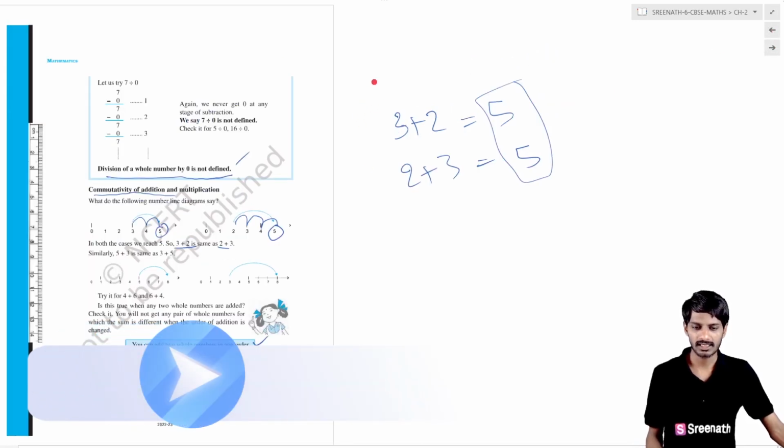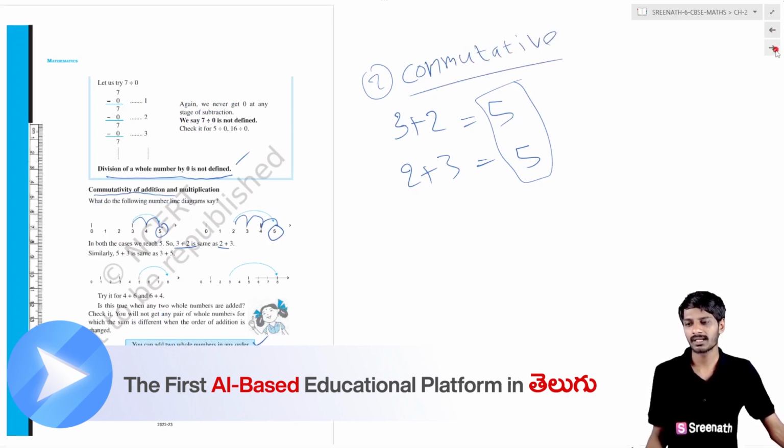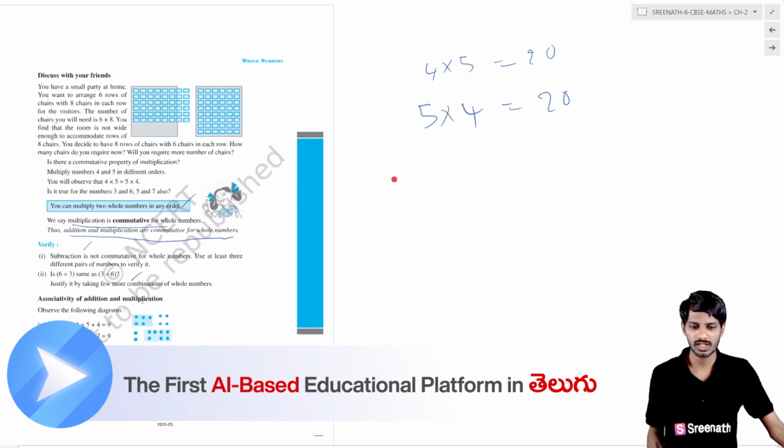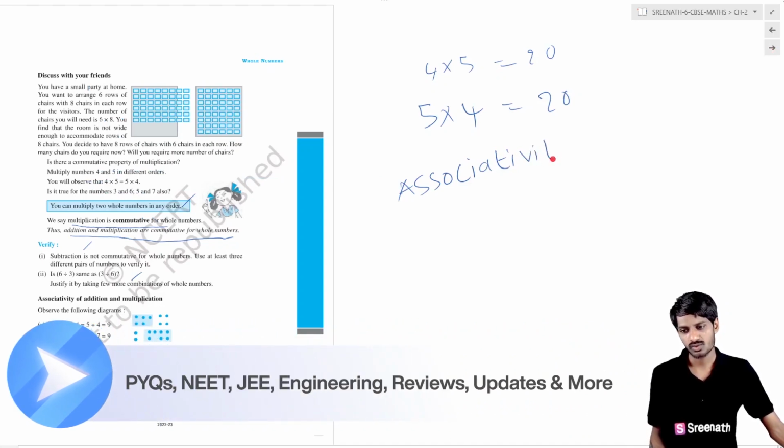We have started the second property, that is commutative property. This is also completed. This is also closed under addition and multiplication. Now we are discussing another property, that is associative property. Third property. What does the associative property mean here?